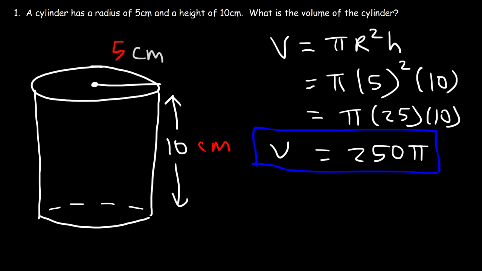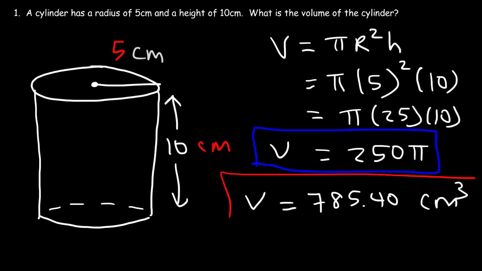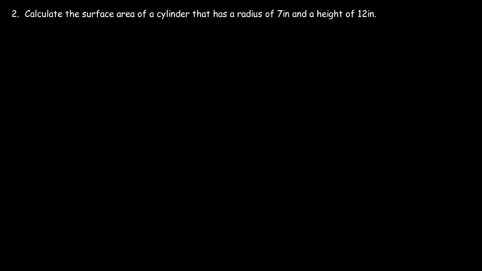You can also write the answer this way. 250 times pi is 785.40. And the units, cubic centimeters. So you can also write the answer like this if you want to.